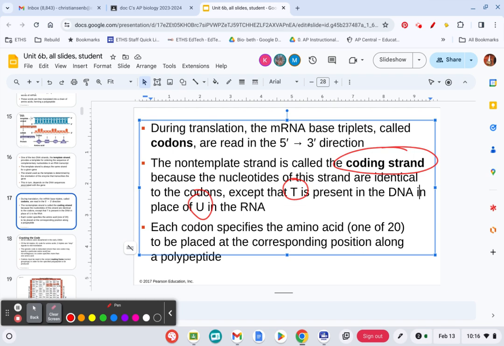Each of those 3 triplets, 3-letter codes, will code for a specific amino acid, and that will serve as part of the growing chain of protein that we're going to be making. We'll talk more about that as we get into this.